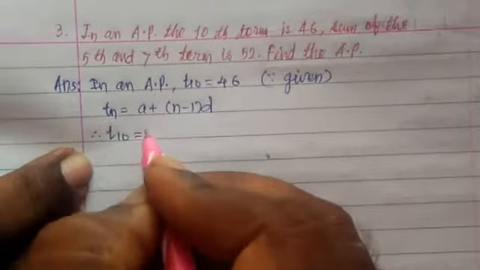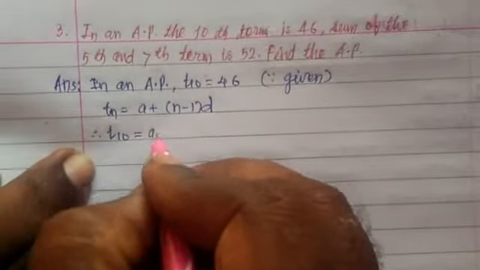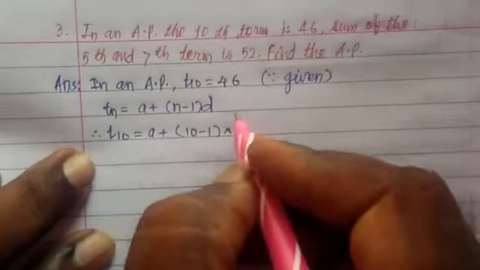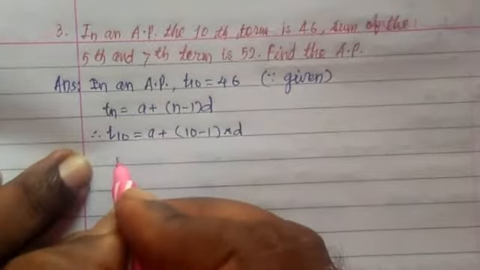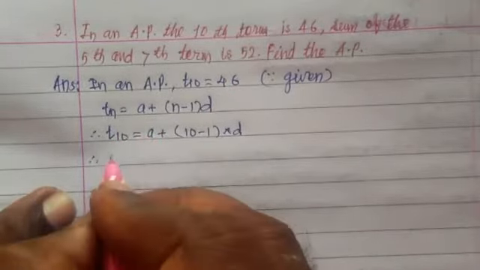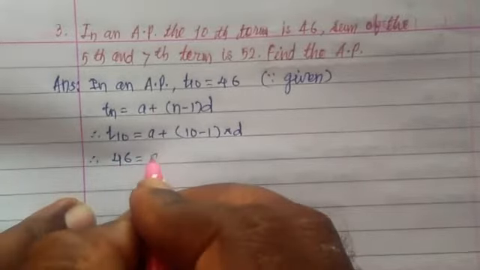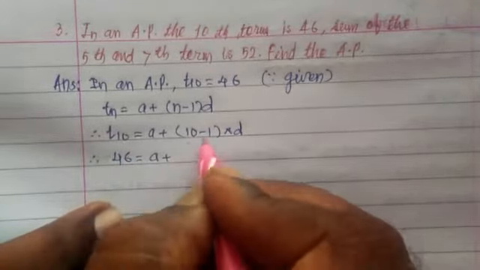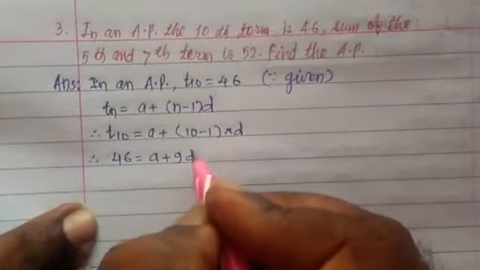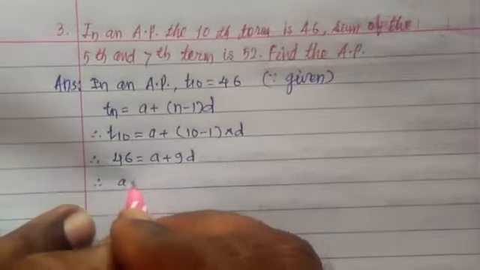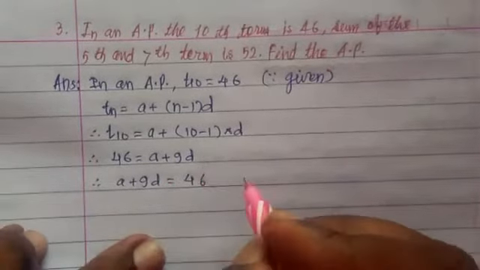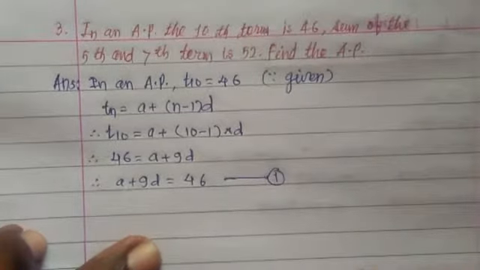is equal to A plus n means 10 minus 1 into D. D is not given, so it stays D. Now solving, we know that T10 is 46, so 46 is equal to A plus (10 minus 1) means 9 into D, 9D, and hence A plus 9D is equal to 46. Suppose this is equation 1.